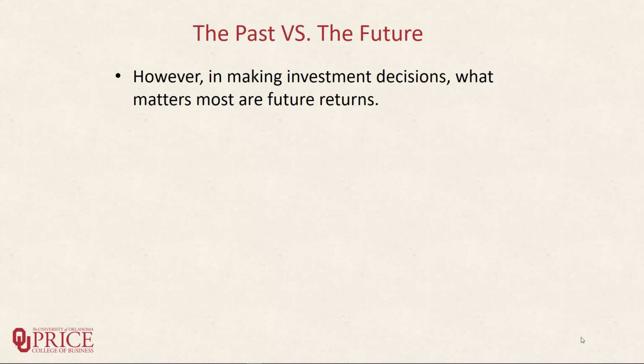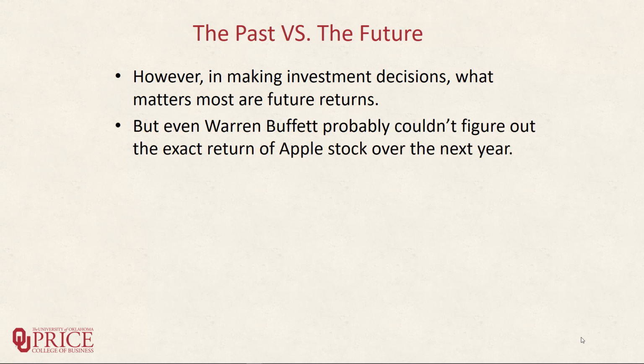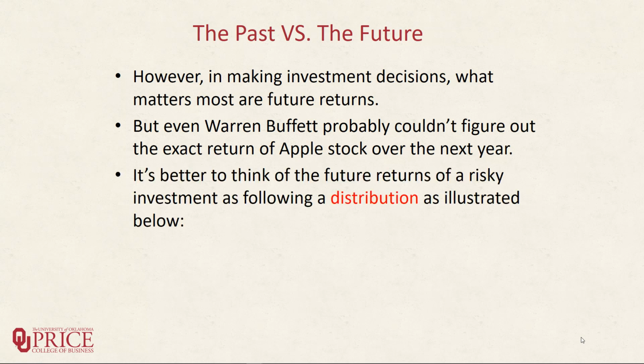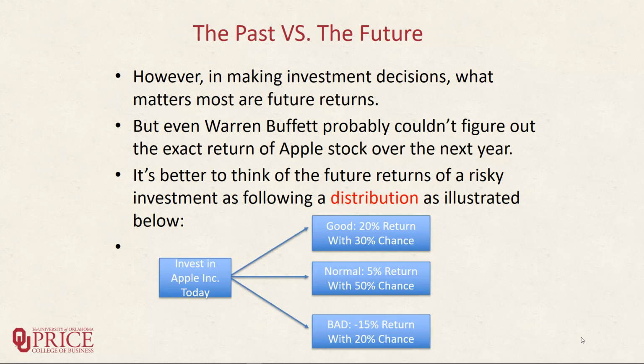But when we make investment decisions, what matters most is not the past returns, but rather the future stock returns. And because stocks are risky investments, it's typically not possible to figure out exactly what the stock return is going to be, even for a good investor. So how do we think about a risky investment return? The way we think of this is to associate the stock return with some sort of distribution. The following is an example.